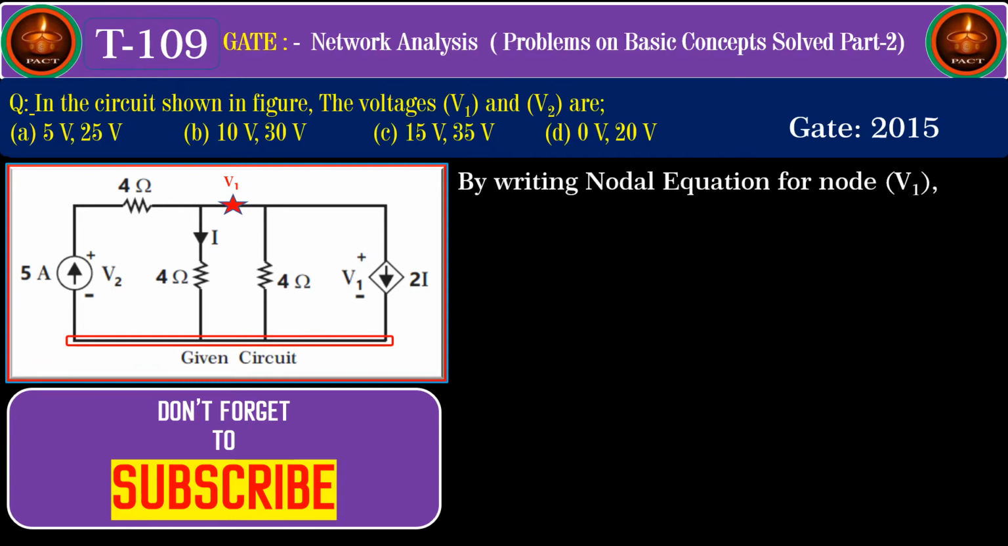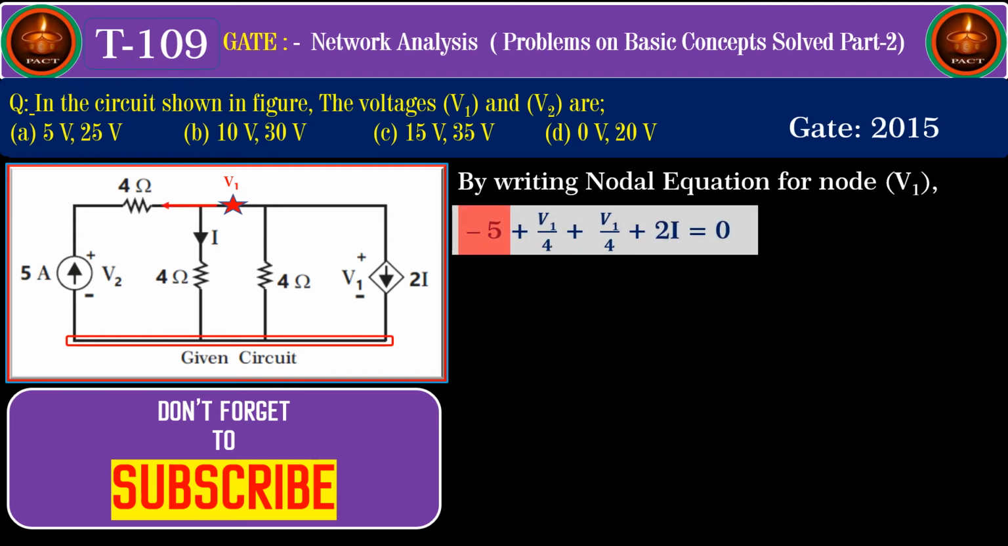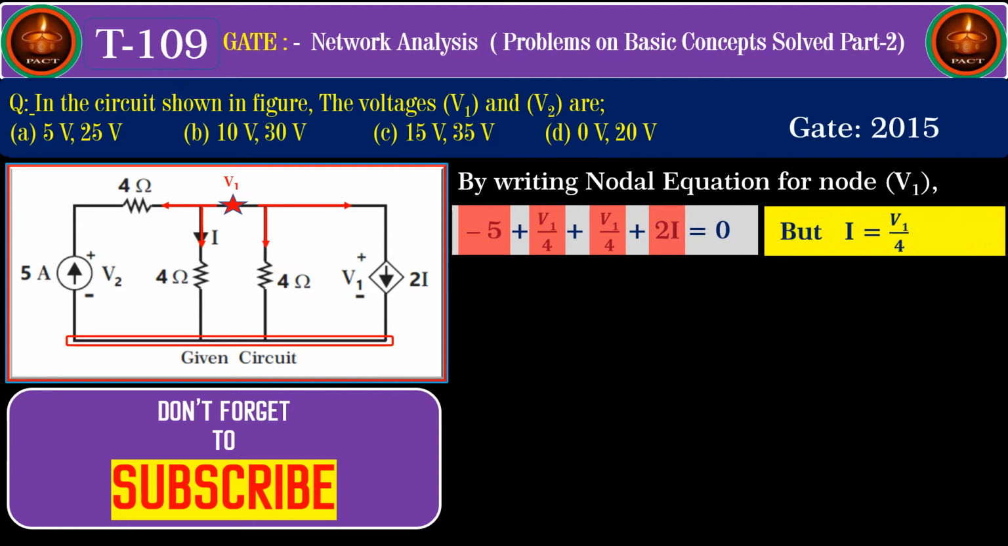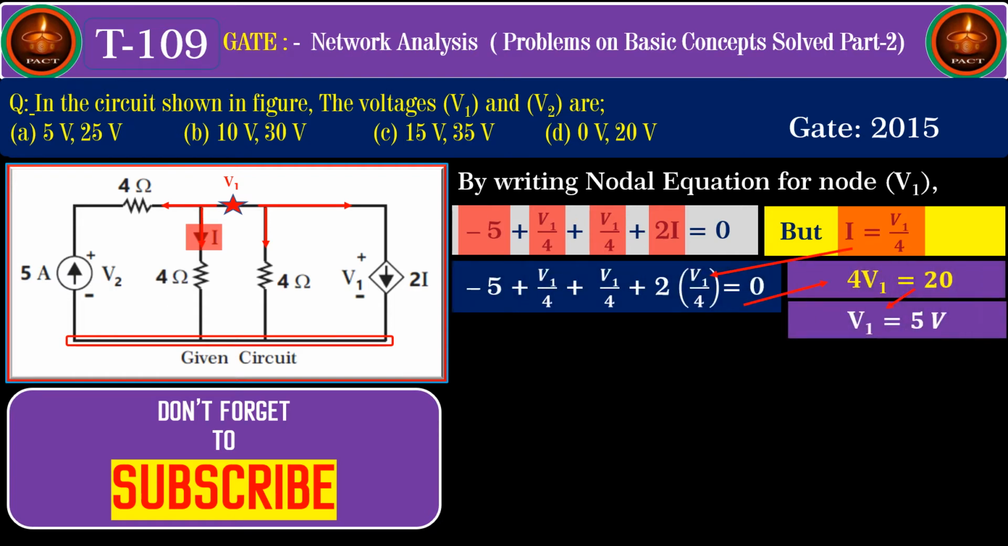So, if we write the nodal equation for V1 and solve, we get V1. By writing the nodal equation for node V1, we get minus 5 plus V1 by 4 plus V1 by 4 plus 2I is equal to 0. But we know I is equal to V1 divided by 4. So, by substituting for I in the equation obtained and solving, we get V1 is equal to 5 volts. One answer we got.